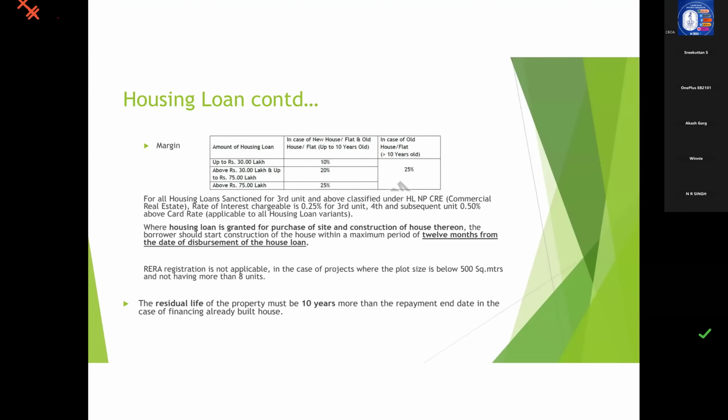Now, I'll just discuss a very practical doubt that people might have: how to ascertain whether it is the third or fourth unit already there. In many cases, we ascertain it based on the number of kitchens, correct? That is, if the number of kitchens in a house is three or four, we tend to treat it as commercial real estate. But as per the RBI guideline, there is no concept of the number of kitchens. The dwelling unit concept should be based on the door numbers.